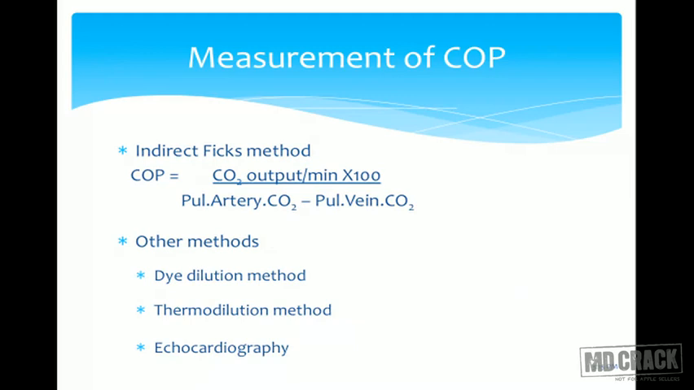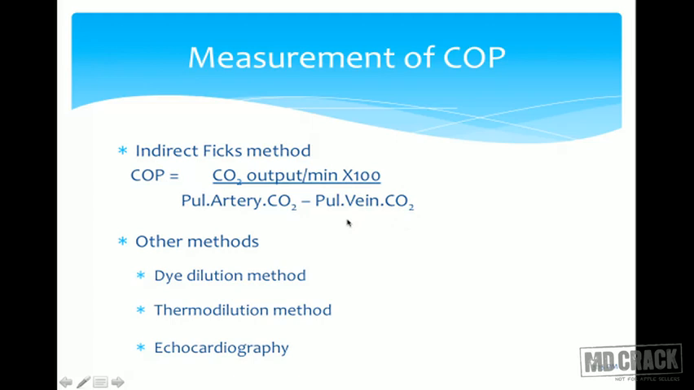So to overcome that, we measure the cardiac output by a non-invasive method, or indirect Fick's principle. What do we do in that? In this, we calculate the amount of CO2 evolved by the lung: CO2 output per minute multiplied by 100, divided by pulmonary artery CO2 minus pulmonary vein CO2.